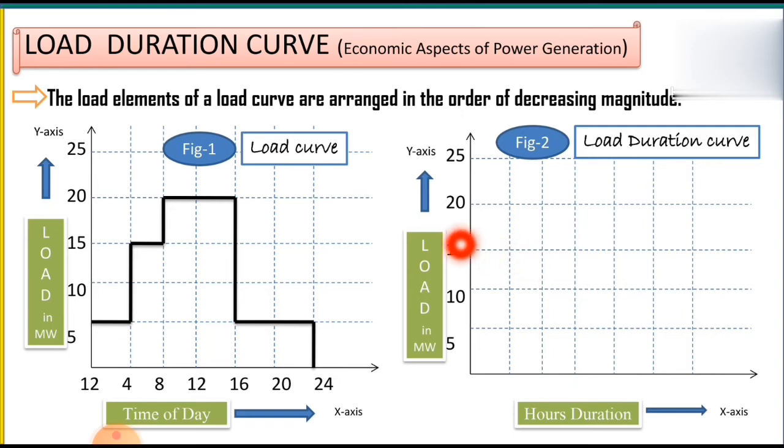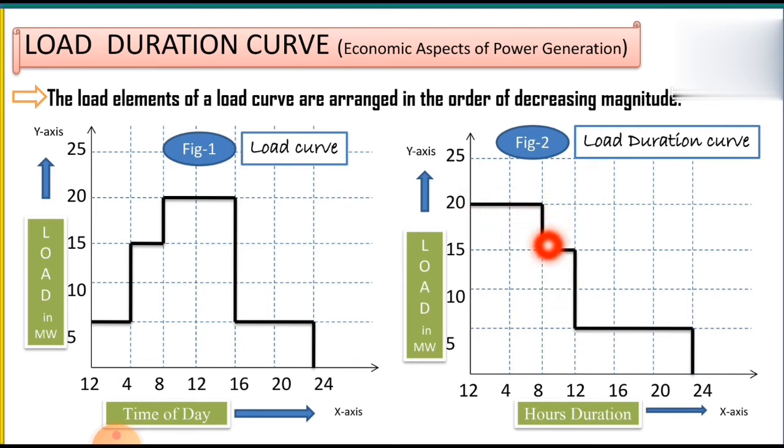At first, the maximum load is 20 megawatts of 8 hours duration. That will be placed first, and second, 15 megawatts for 4 hours duration, and third, 5 megawatts for 12 hours duration. The representation is from the left to the right in the decreasing order. Plotting these loads in order of decreasing magnitudes, we get the daily load duration curve.